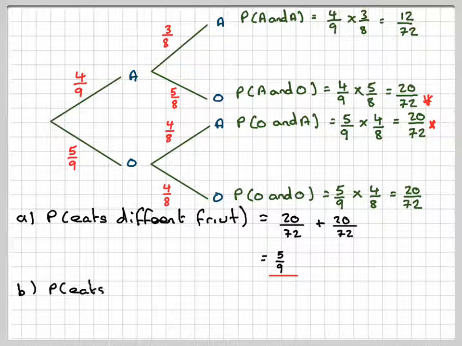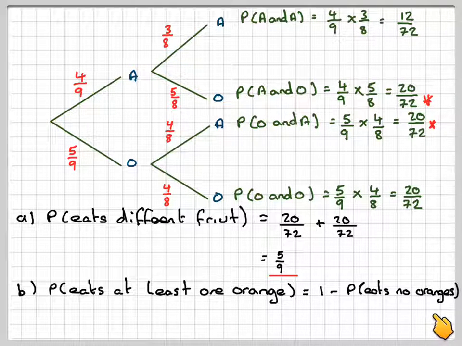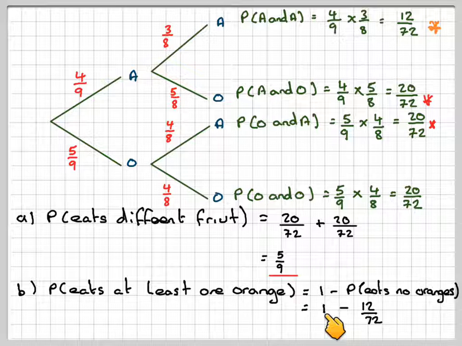B, the probability he eats at least one orange. Now, this can be done by doing 1 minus the probability he eats no oranges. So here, he eats no oranges. Okay, so if we did 1 minus 12 over 72, and again, 1 minus, put the fraction button on your calculator, it will give you the answer as 5/6. So this has been a video to show you how to use a tree diagram to answer probability questions.